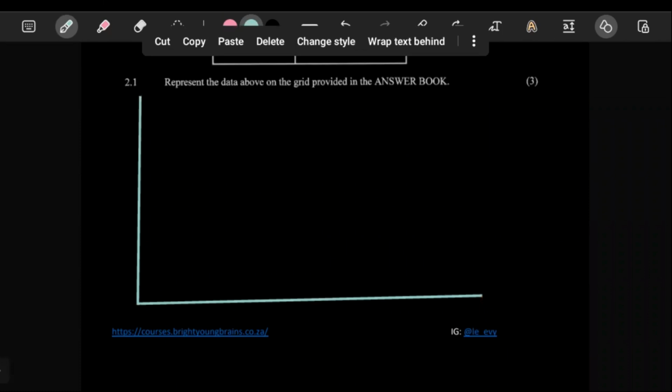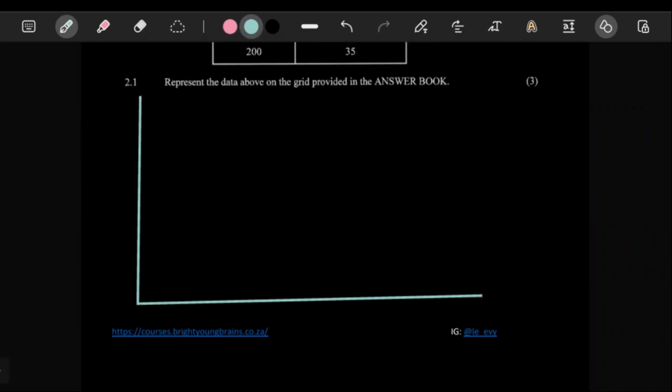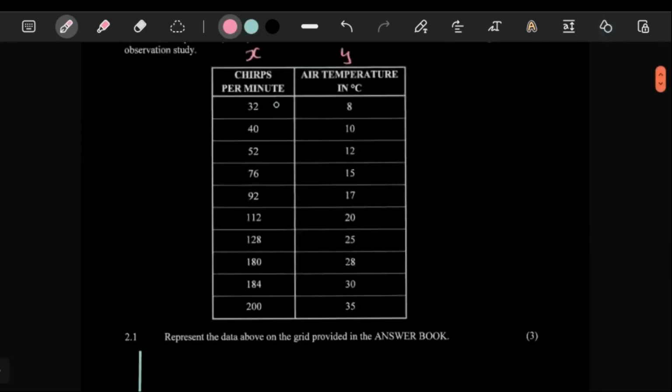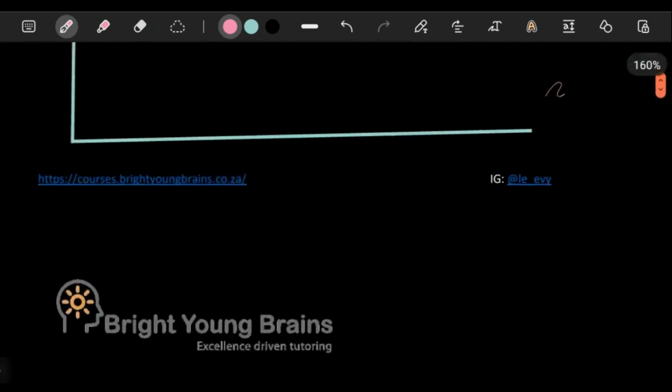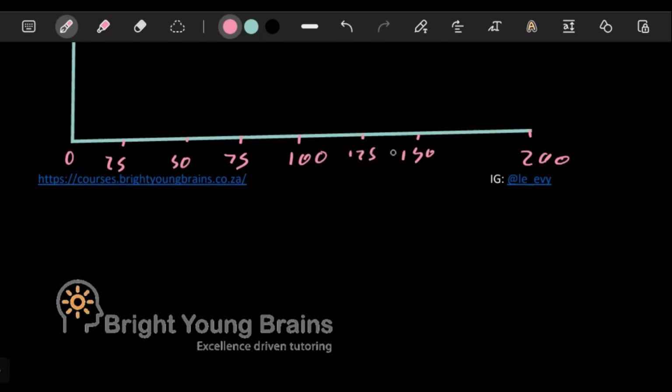With what I've drawn here, we need to put a mini scale. In terms of a scale, obviously this is from 32 until 200. So if we're gonna have 200 here, we might as well have 100 in the middle, 0 here, and then 50 in the middle here, 150 in the middle here, 25, 75, 125, 175. I think this is good enough.